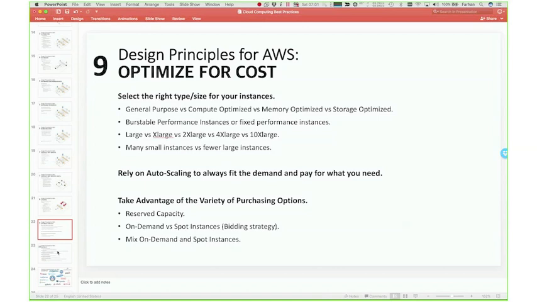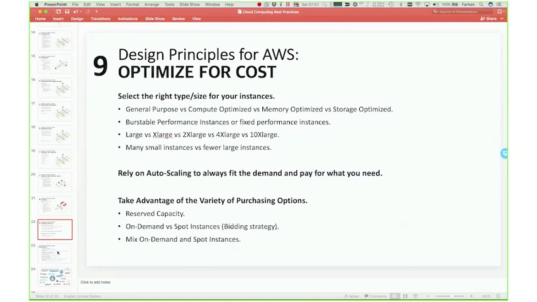Now, there is another type of instance called burstable performance instance. This burstable performance instance has a certain level of CPU credits which it can use in order to do some CPU cycle bursts.